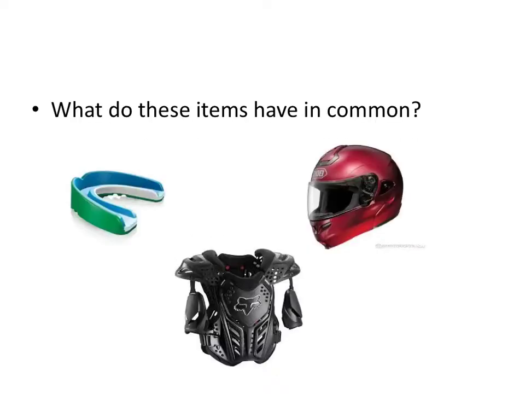I have about an 8 to 10 minute discussion related to forms of ownership and business structure, which is Chapter 4. And I'd like to start with some pictures and pose a question. What do these items have in common? You can see here a mouth guard, a helmet, and some sort of chest protector. What would you say they all have in common?